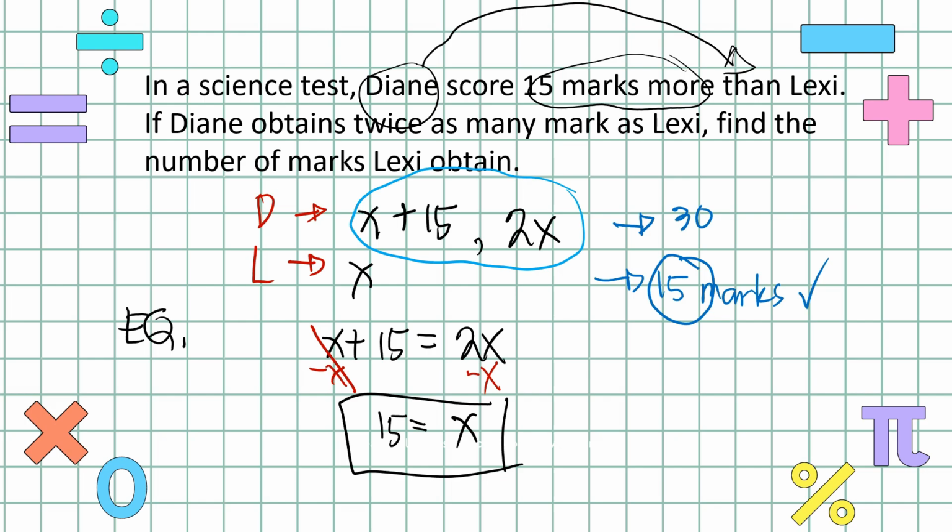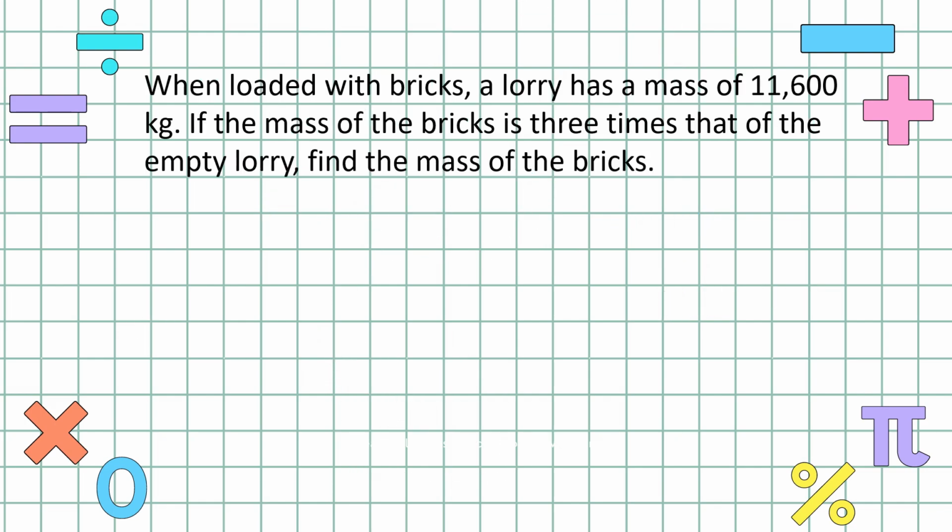Alright. For your assignment or for your test, I want you to try this. When loaded with bricks, a lorry has a mass of 11,600 kilograms. If the mass of the bricks is 3 times that of the empty lorry, find the mass of the bricks.